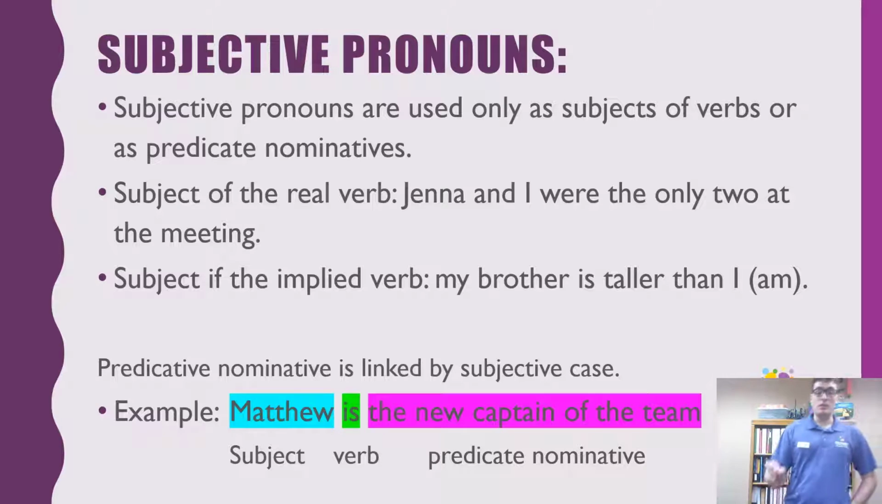Whenever you have a predicative nominative, you also need to have it linked by a subjective case. In the sentence below, we see it in full action. Matthew, the subject, is connected by the verb is with the predicative nominative, the new captain of the team. Matthew is the new captain of the team. And that's how you use a predicative nominative in a sentence, and how you use subjective pronouns overall in those pronoun cases.